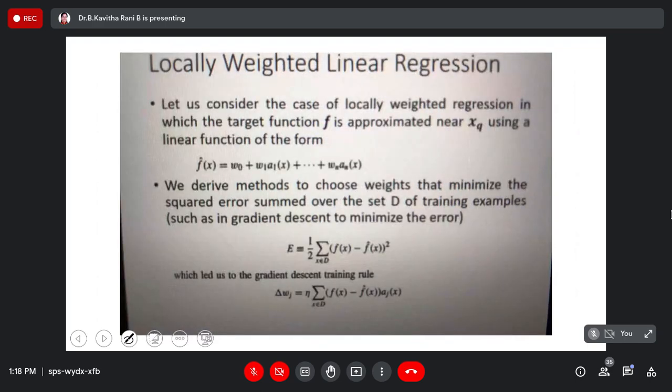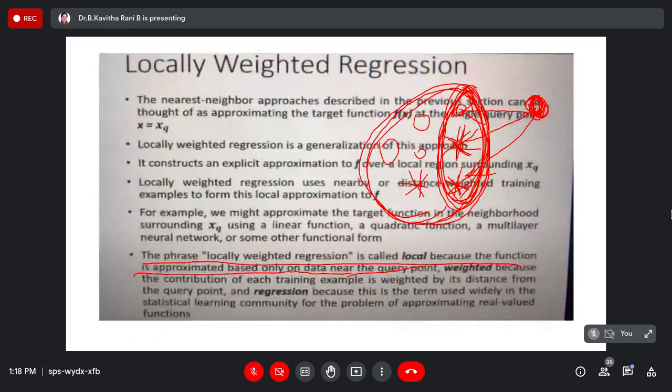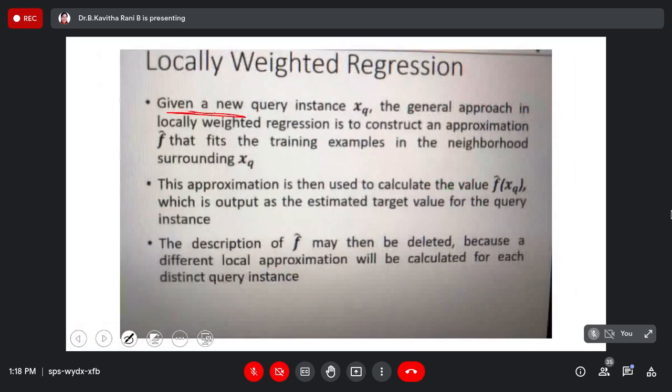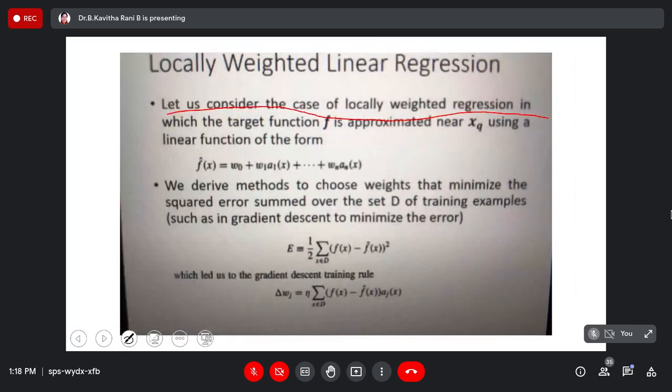Now let us consider the case of locally weighted regression in which the target function f is approximated near x_q using a linear function of the form f cap of x equals, this is your formula. That is, the target function f is approximated near x_q by using a linear function.